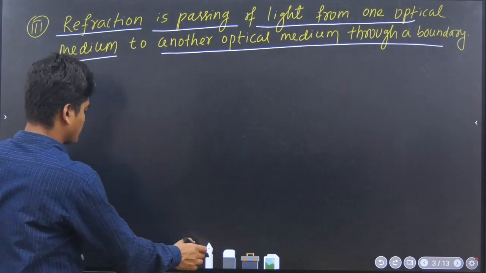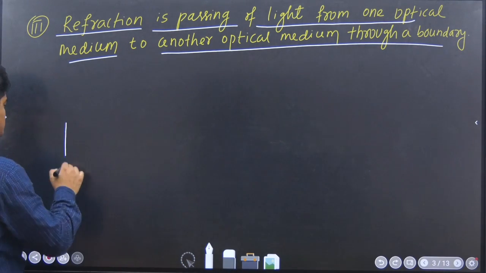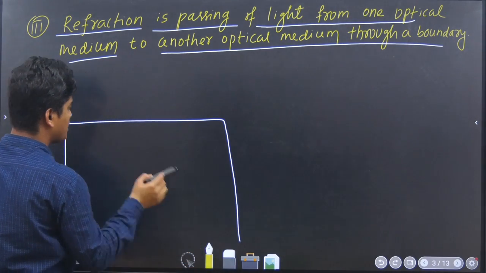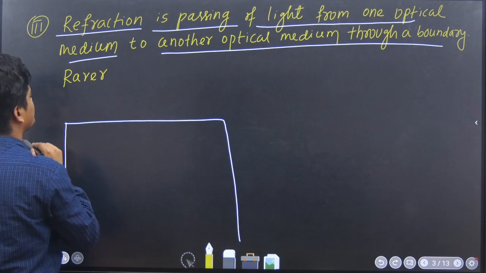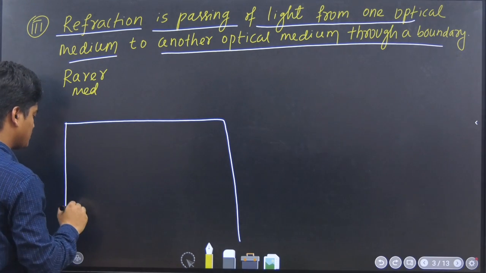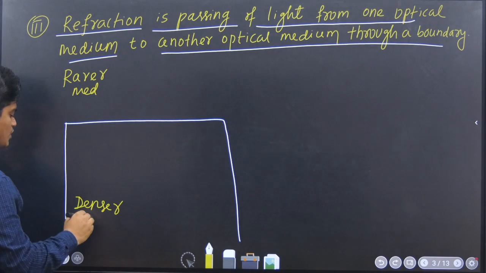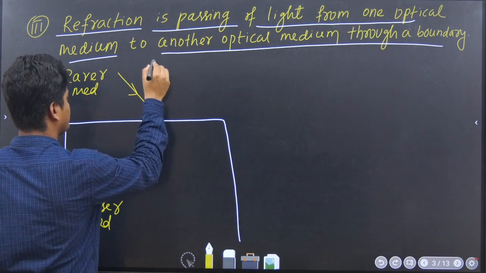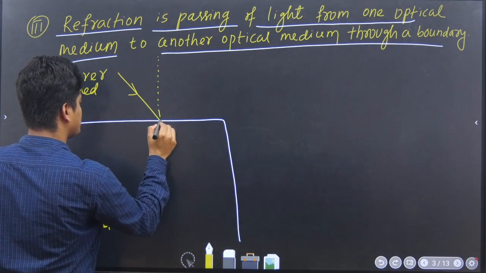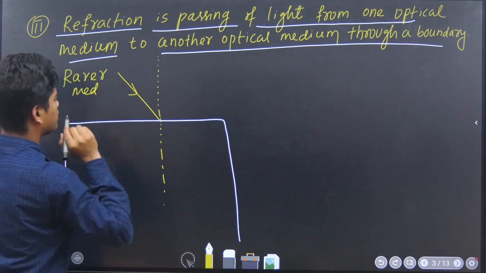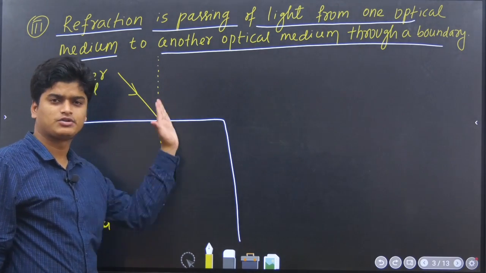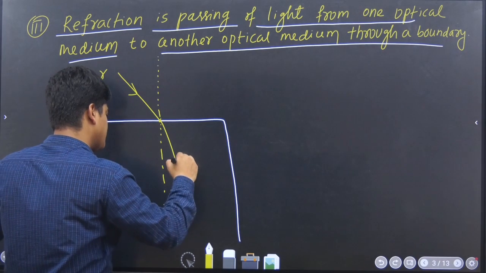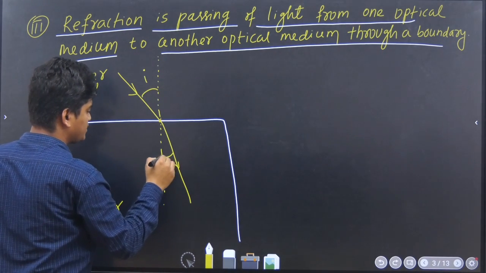Now understand the second thing. Suppose this is my denser medium and this is my rarer medium. Now if I take a light ray like this, this light ray is coming. You see it is touching at one point here, so from this point you make a perpendicular. This is called the normal at the point of incidence. Now the light ray is passing like this. This angle is called I and this angle is called R.